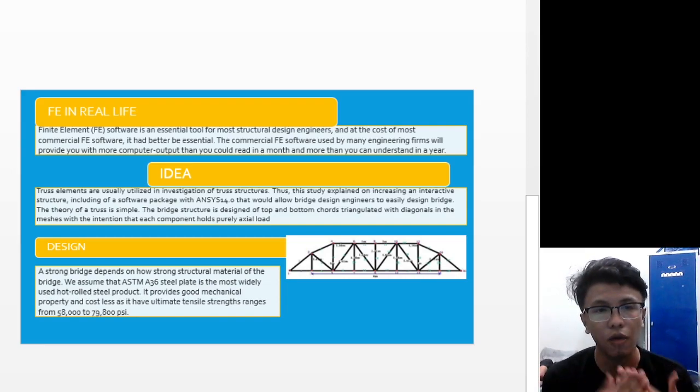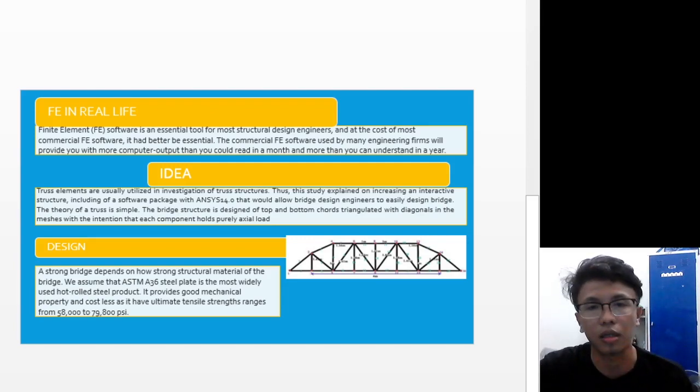Finite element software is an essential tool for the modern design engineer, and most industrial FE software is used internationally. The commercial FE software used by many engineering firms will provide you more computer output than you could read in a month or more than you can understand in a year.